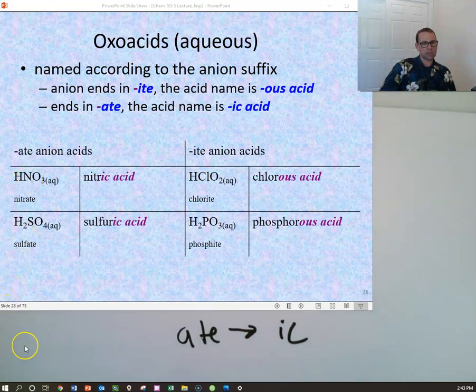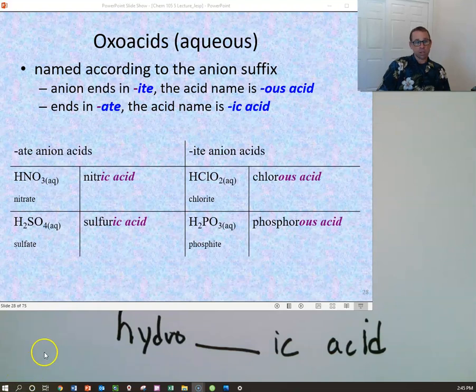Sulfate. That's right, sulfate. So if I put hydrogens on it, I make what acid? The sulfate goes to sulfur what? Sulfurous. No, sulfuric. Sulfuric acid. Ate goes to ic.